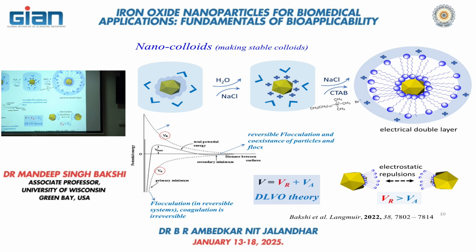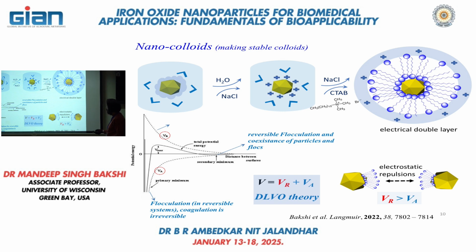This is what I explained from the DLVO theory at that time, right? So VR and VA. VR is the electrostatic potential, VA is the non-electrostatic potential, in fact, for the two interacting gold nanoparticles. So it all depends on the predominance of one potential over the other, and whichever is going to win is going to decide the fate of the particle.